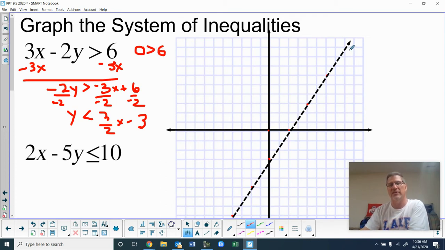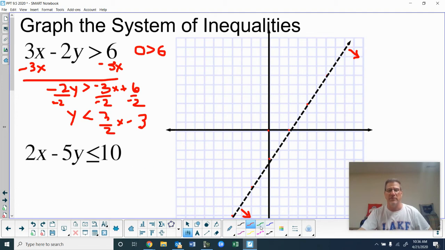So that means I'm going to shade the opposite side. So I'm going to shade that way. And I'm not going to shade it yet. I'm just going to put arrows for which side I'm going to shade, because I want to see my answer, which is going to be where these two shaded parts overlap. So I'm going to wait and just shade that part when I'm done.